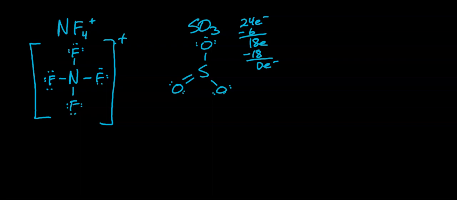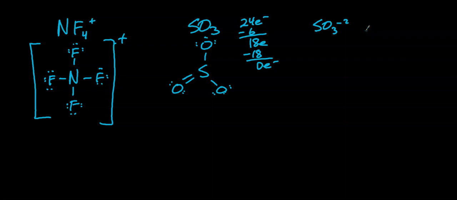Welcome back. Let's do some more examples of Lewis structures. So this time, let's do this one. Last time I mentioned that SO3 is not sulfite, that is sulfur trioxide. This time, we're going to draw a Lewis structure for the sulfite ion.